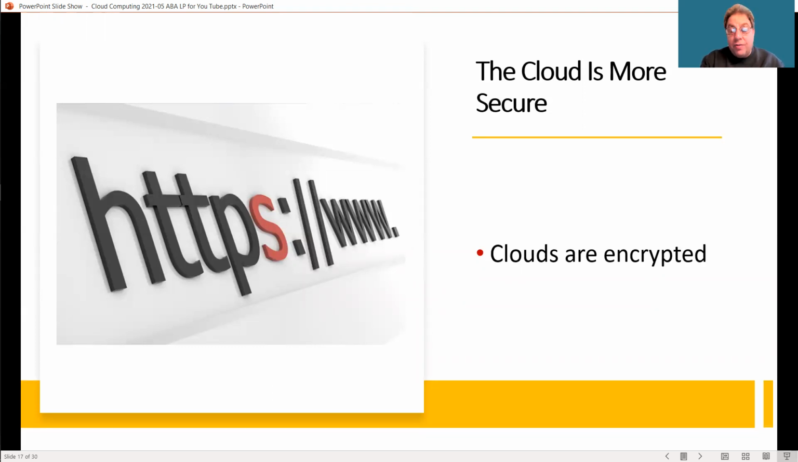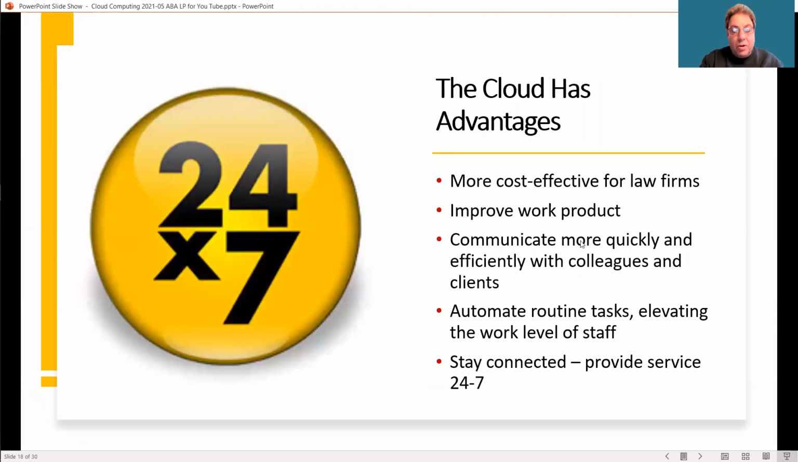When you see that S or the little padlock symbol on your browser, you know that that site is encrypted and secure. On the other hand, is your office server, is your office computer, are they encrypted? Are they secure from hackers? And in most cases, these companies that encrypt and host your data are much larger than your firm and have the financial and technological capability that you don't have on a typical office.